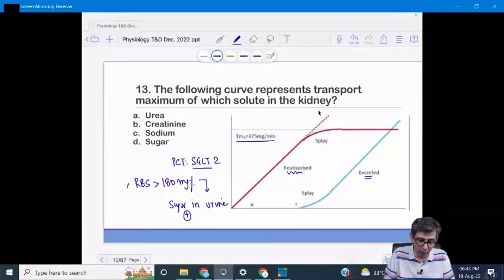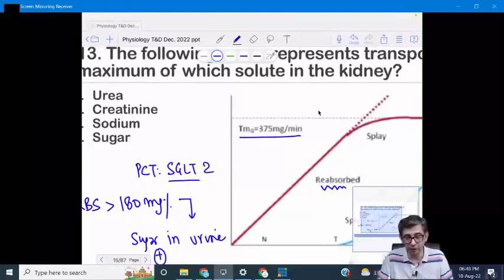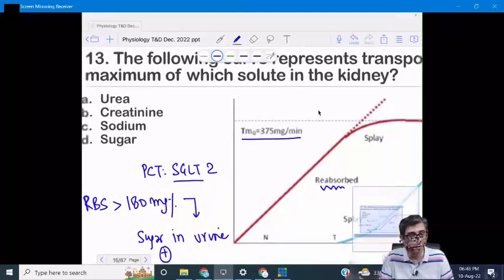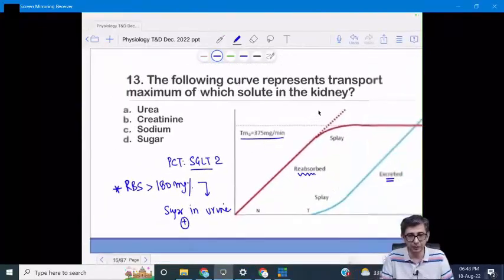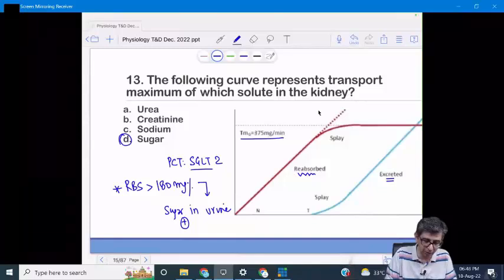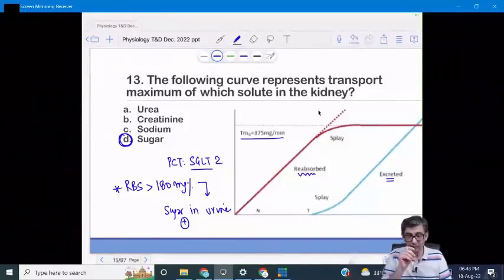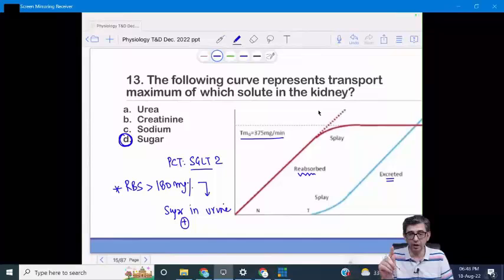In spite of having a transport maximum, even if that much sugar comes in, the concentration of sugar in the urine is very minimal because it gets reabsorbed thanks to SGLT2. Answer to 13 is option number D. Option number A and B are only excreted, but they are not reabsorbed. You're left between only sodium and sugar to select for this question.